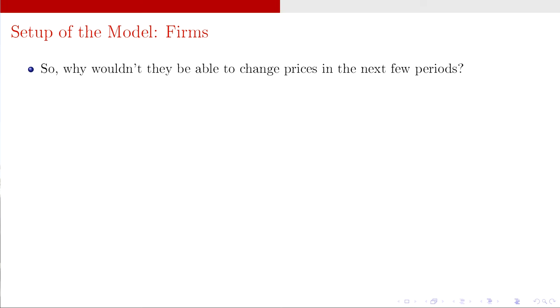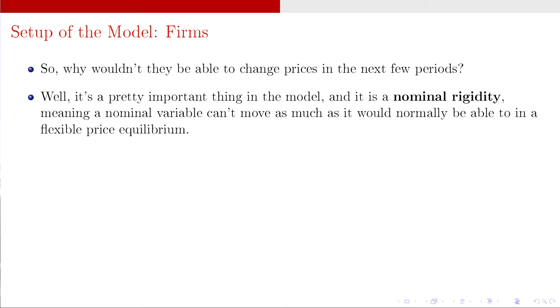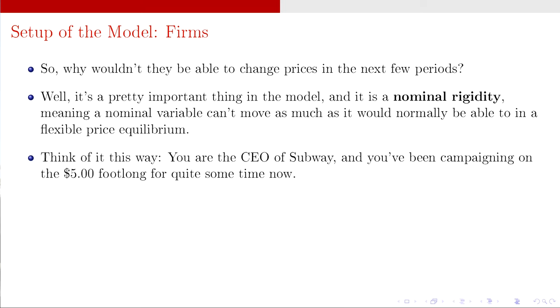So why wouldn't they be able to change prices? Well, they aren't able to change prices because of something known as a nominal rigidity, which means that a nominal variable can't move as much as it normally would in a flexible price equilibrium. If we have a perfectly vertical aggregate supply curve, there are no nominal rigidities. But if prices can't immediately respond to aggregate demand shocks, that would be a nominal rigidity. It's a rigidity in the price, which is a nominal variable. Because the price can't immediately respond, we are not in a flexible price equilibrium. Therefore, aggregate demand shocks will, in the short run, have real effects.